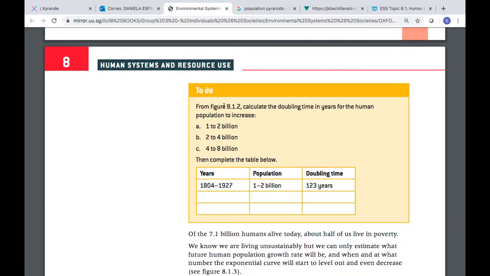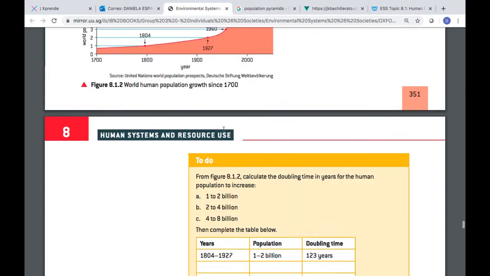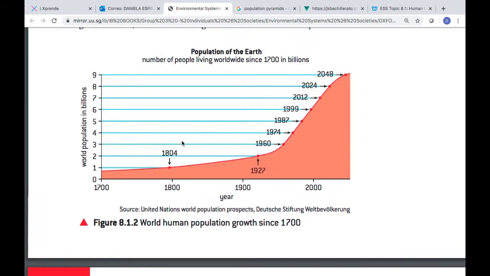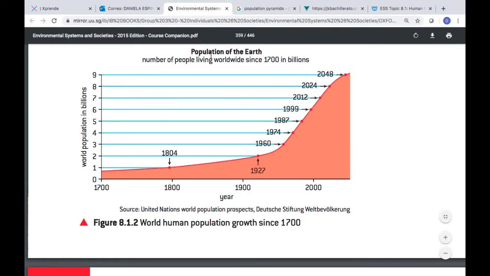From figure 8.1.2, we have this figure here. What kind of information do we have? First, the population of the Earth: the number of people living worldwide since the 1700s, in billions. So we have the 1700s and then we have 2048, about 2000, and we have a prediction there, right?